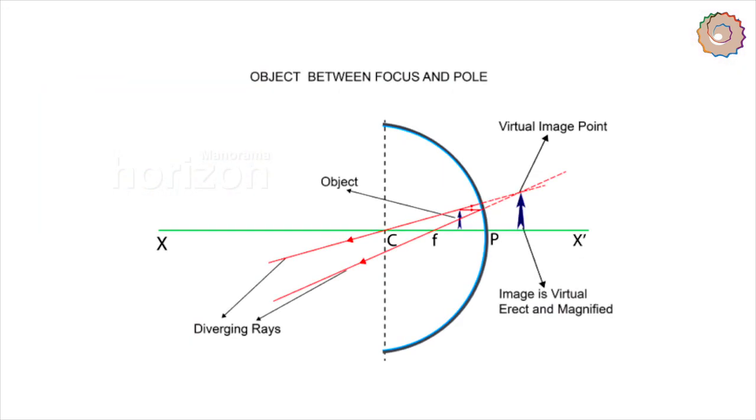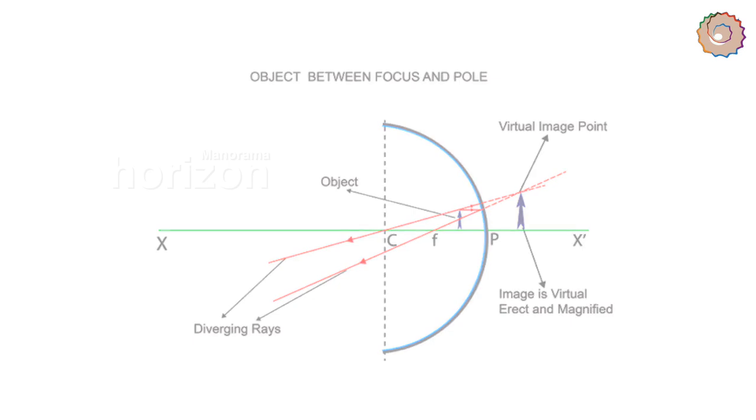The next case, the object is between the focus and the pole. Now in this case, we see something interesting. If you observe the behavior of the principal rays, you will notice that after reflection, they are diverging from each other. This means that they will never meet in front of the concave mirror, but they seem to be originating from some fictitious point behind the concave mirror. This is the one case in a concave mirror where the image will be erect, magnified and virtual.